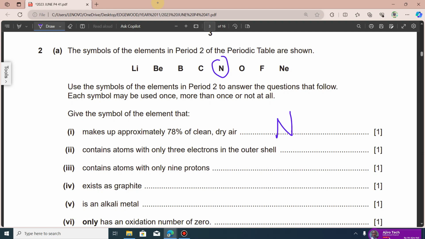The next one says, which of them contains atoms with only 3 electrons in the outer shell?